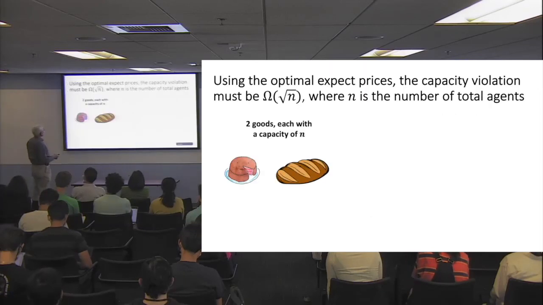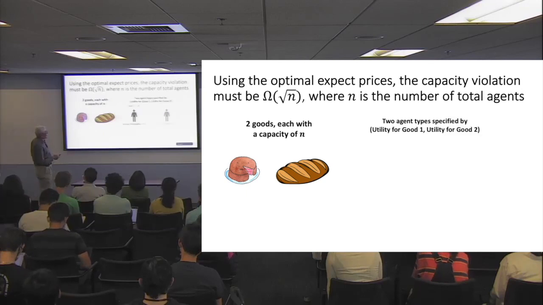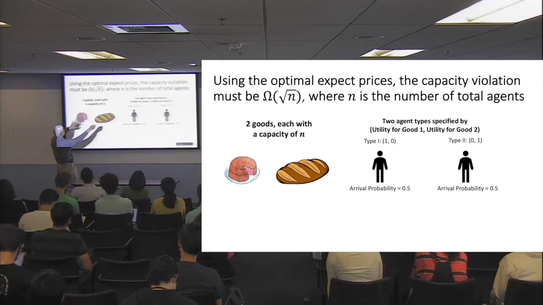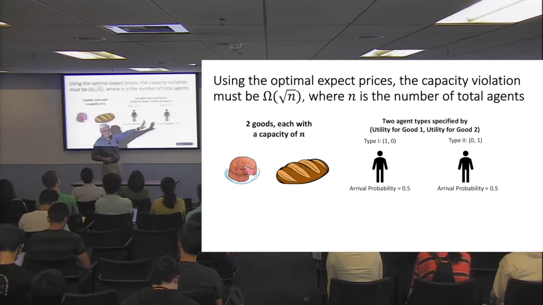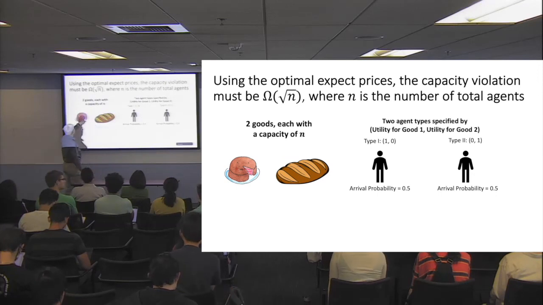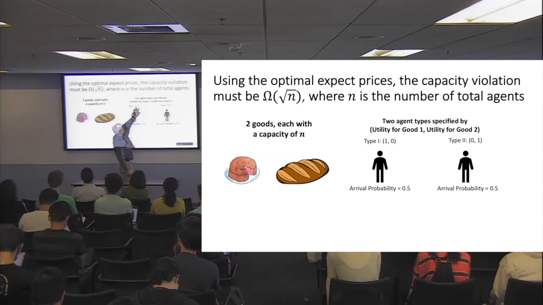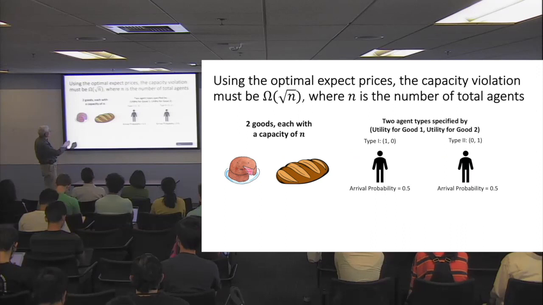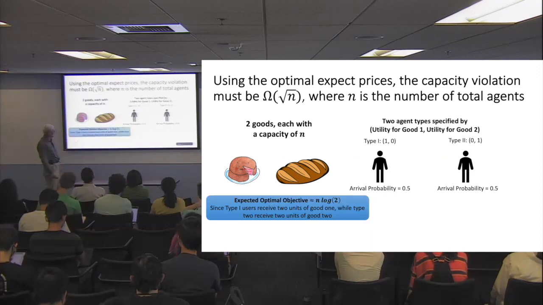I'm running out of time. Basically, I just want to show you that it's impossible to achieve this, even if you use the optimal price. Suppose you already know the equilibrium price and you do these online allocations. Some capacity will be violated. For example, you have two goods and two customers: one customer only likes the cake, the second only likes the bread. Each type is 50% of the agents. We assume initially n items are available. So you can see the expected value is n log two.